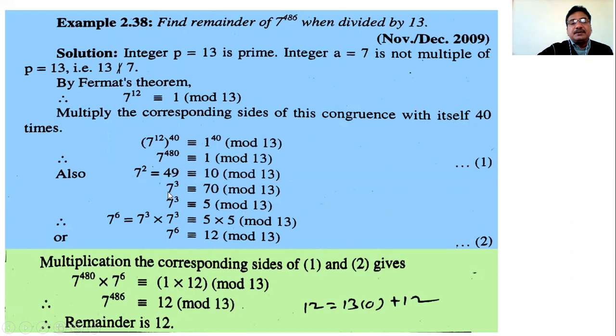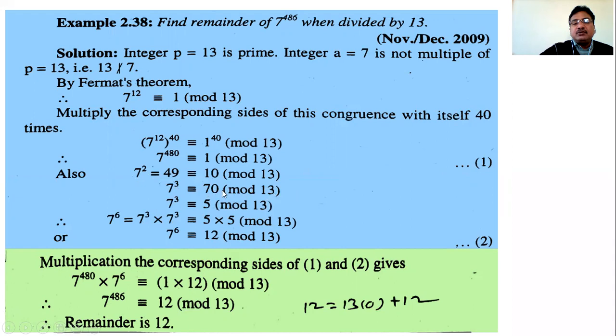Then 7 cube, that is, multiply both sides by 7. That is, 7 square into 7 is 7 cube, and 10 into 7 is 70 modulo 13. And divide 70 by 13, we have the remainder 5. If we divide 70 by 13, then 5 is the remainder. So 70 is congruent to 5 modulo 13.